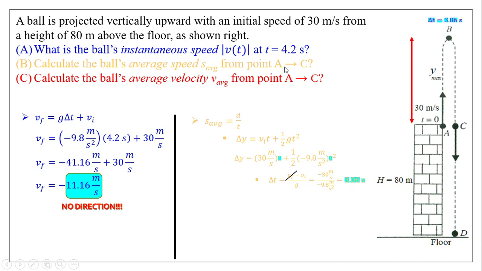Well, part B wants us to go from A to C. So again, you can find the distance from A to B and then just double it, because from B to C is the same distance.